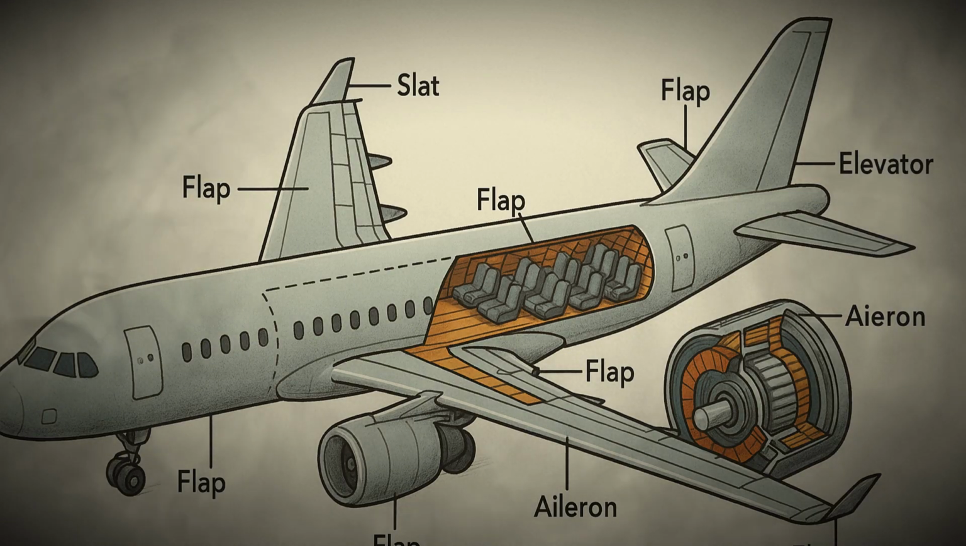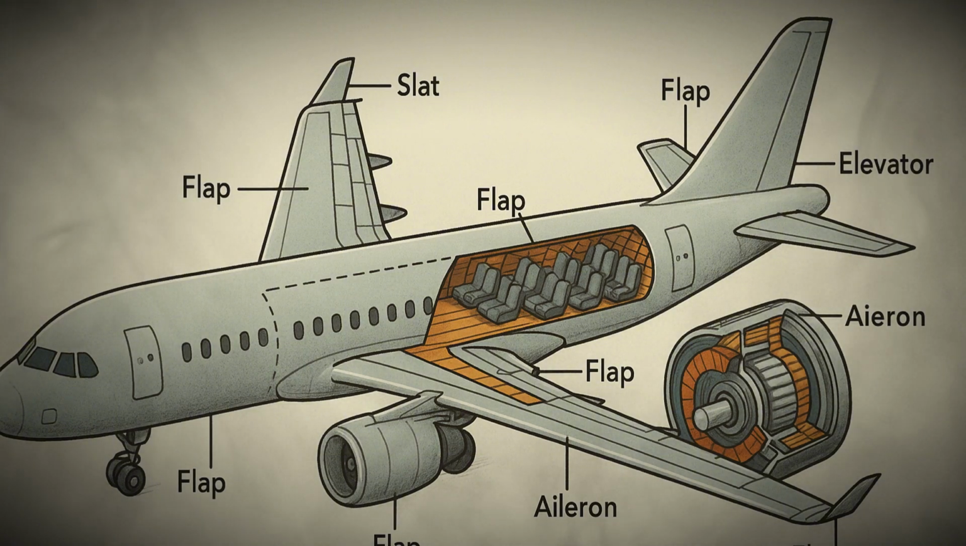A portion of the air bypasses the combustion chamber and flows around the core of the engine, which increases efficiency and reduces noise. The ratio of bypass air to core air is called the bypass ratio, and modern turbofan engines with high bypass ratios are more fuel efficient and quieter than earlier designs.